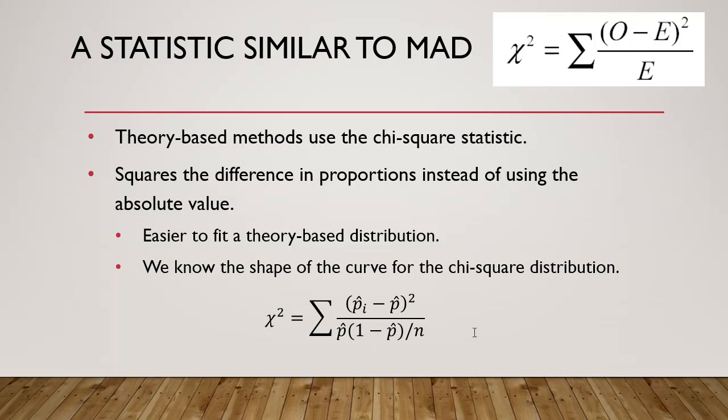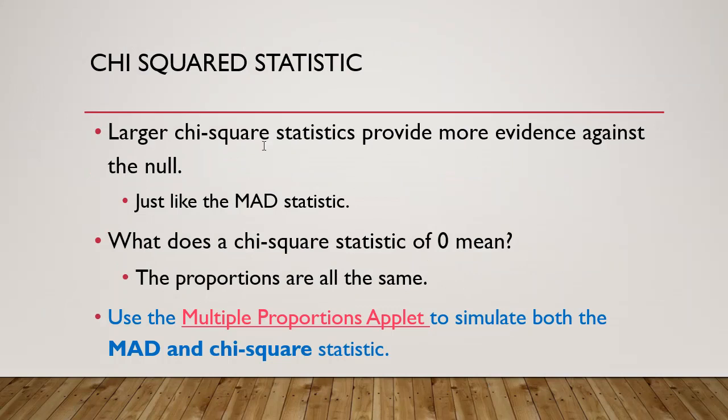You don't have to know in this class how to do these formulas. The applet is going to do it for you, but it is good to understand that what we're doing is saying how different these proportions are from each other. You can see here we're taking a difference in the proportions and squaring them. That's where the squared comes from. And why would we do this? Well, it's a nicer theory-based distribution. We know the shape of this curve, and this is what professional statisticians would actually use. It's very similar to the MAD statistic in that the larger the chi-squared statistic is, the more evidence we have against the null.